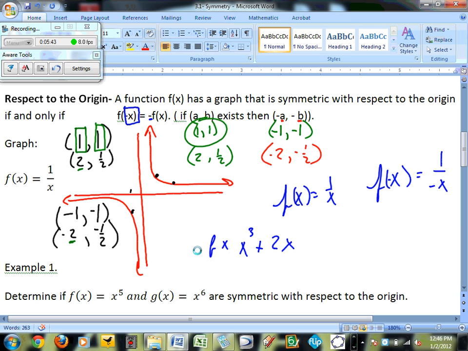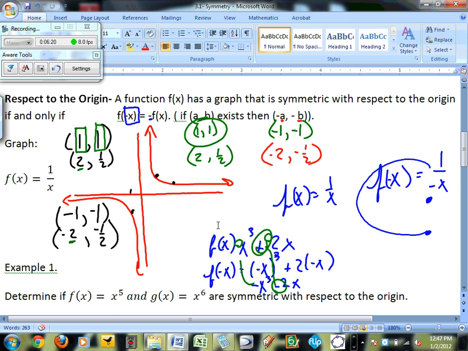That's f of x. If I plugged f of -x into that, I would get -x cubed plus 2 times a -x. A negative cubed is still negative, so I have -x cubed, and 2 times a -x is -2x. Notice how the sign in front of each term changed from a positive to a negative. That's symmetric with respect to the origin. So I've shown that in a couple different ways. I hope that makes sense.